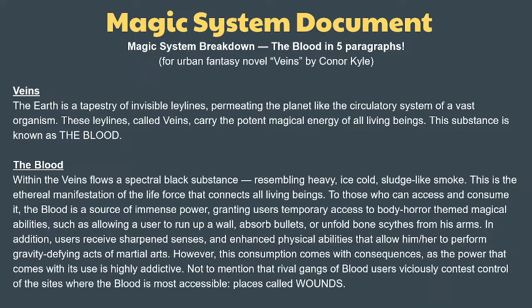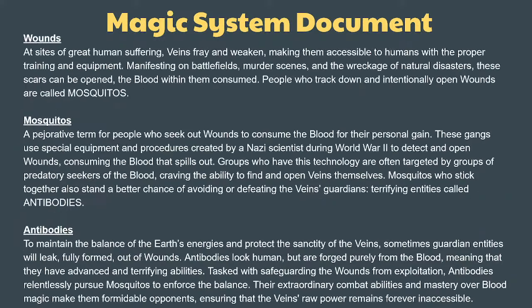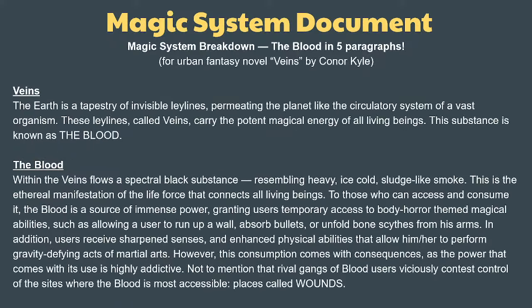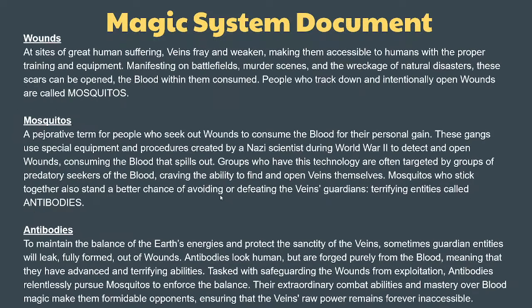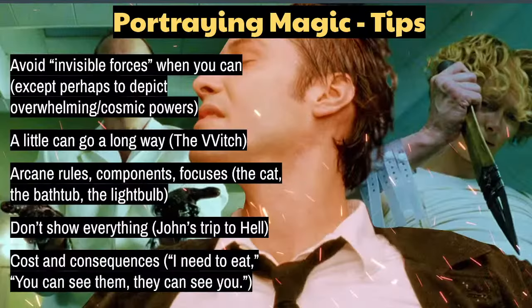And that's the system. 5 paragraphs, building in complexity, one thing after the next, with each term only relying on terms that we've already defined. That's how I would consider magic system documents to be best portrayed. Any questions on writing out a magic system? Great, no questions. Let's keep going. We've got plenty more to dig into.